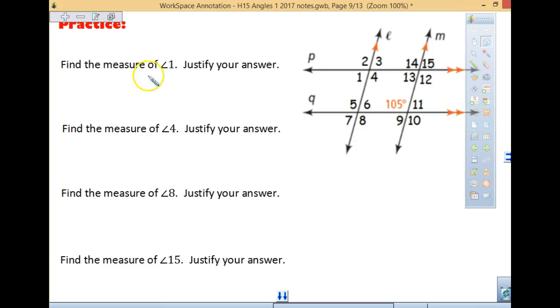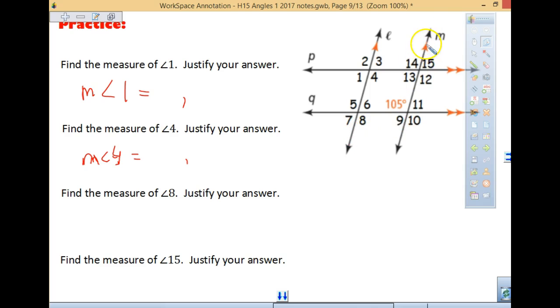This one says, find the measure of angle 1. When you write the measure of an angle, you put a little M in front, then angle 1, and then you tell what it's equal to. Then it says justify your answer. That means make sense of it. Now, if I'm looking at this picture, angle 1 is not the easiest one to start with, right? So I might look at angle 4. Still not too easy. You don't always necessarily have to do them exactly in order, okay? Angle 8, I'm going to start with 8.